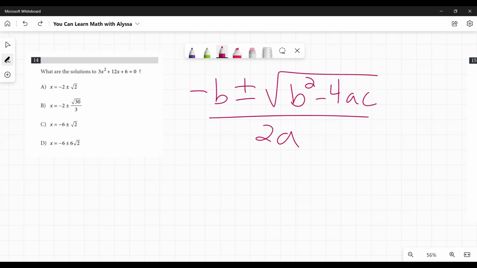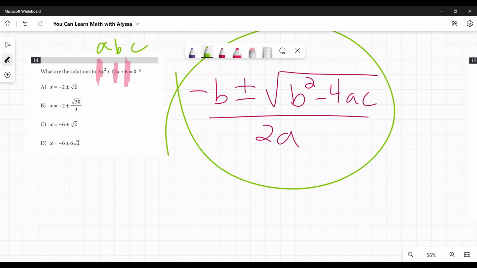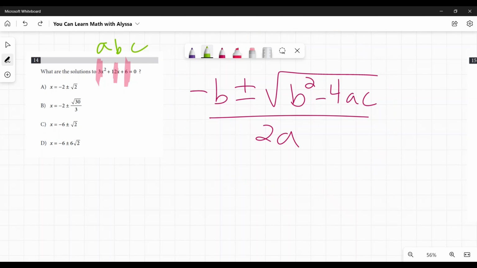So negative b plus or minus square root of b squared minus 4ac, all over 2a. A, b, and c are referring to the constants. Here they are 3, 12, and 6. Those are our a, b, and c. So we're just going to plug all those in and then do the math. The hardest part of this is remembering that. The second hardest part is being careful when you're doing the math, making sure those negatives are done accurately, and the plus minus, that you take that into consideration.